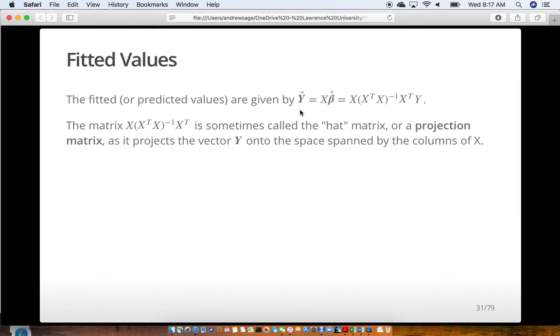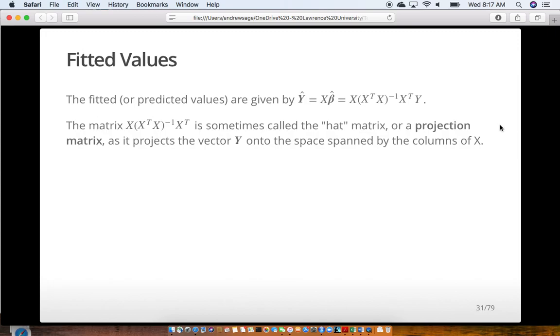In this case, our prediction y hat will be equal to X times beta hat. And since beta hat is the quantity (X transpose X) inverse X transpose y, all I do is multiply that times X out in front. This matrix we see, X times (X transpose X) inverse X transpose, is an n by n matrix, sometimes called a hat matrix or a projection matrix.